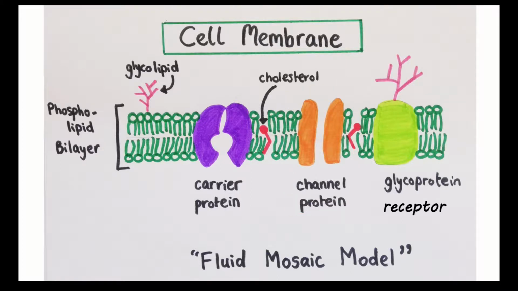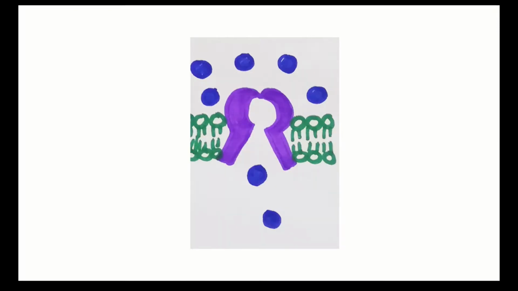Other proteins are carrier proteins. When a particular molecule binds to them on one side, they change their shape, causing the molecule to be moved and released on the other side of the membrane.